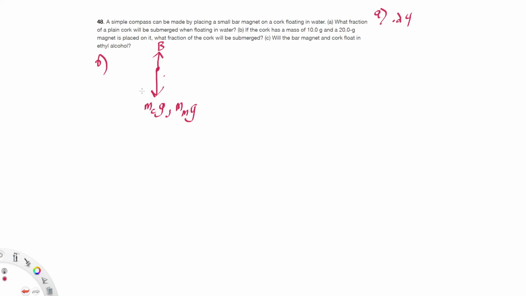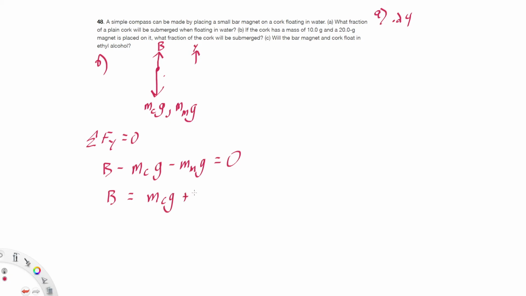All right. So for part B, we're adding some extra mass on top. So we would like the sum of forces to be 0, because that's what it takes to float. In other words, we would have buoyant force minus weight of the cork minus weight of the magnet equals 0. So buoyant force equals the two weights.